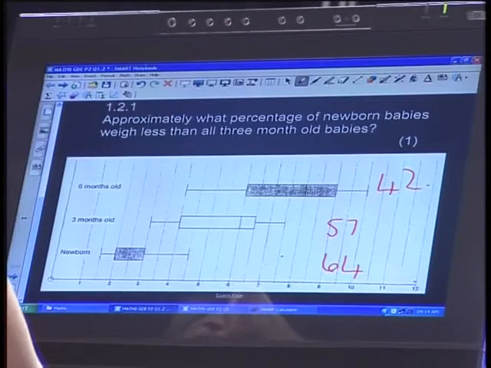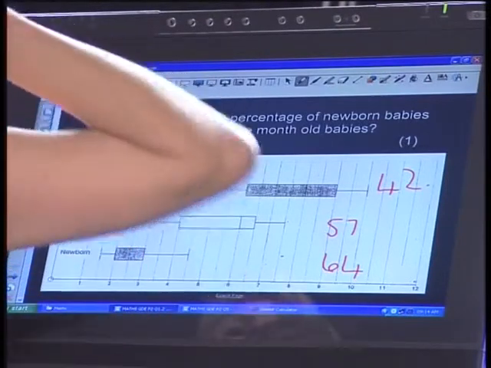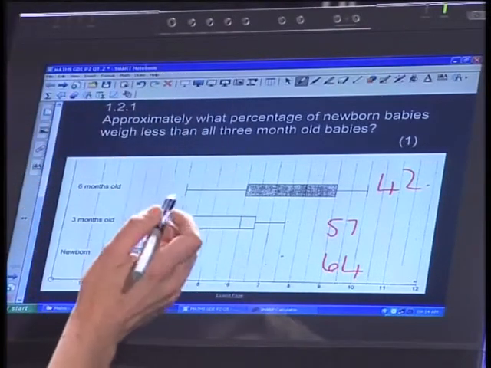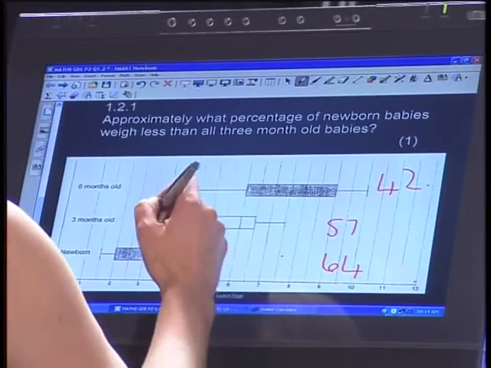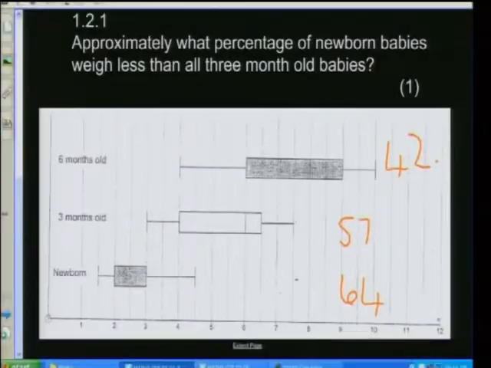And the first question that we are asked is, approximately what percentage of newborn babies weigh less than all 3-month-old babies? Now, if we have a look here, that is where the overlap ends.